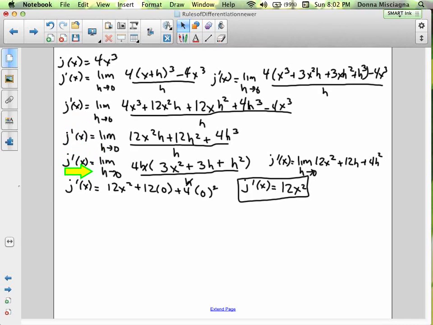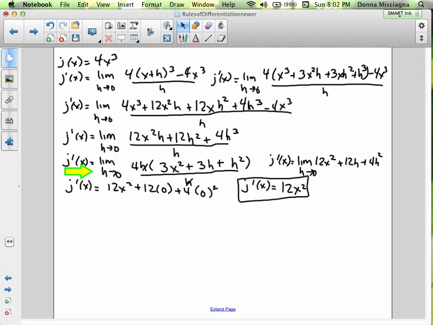Right? And so now I canceled out the h's and I distributed the 4 back. So j prime of x is equal to the limit as h approaches 0 of 12x squared plus 12h plus 4h squared. All right, so now I can drop the limit once I plug in. So I have j prime of x equals 12x squared plus 12 times 0 plus 4 times 0 squared. Well, that's just j prime of x equals 12x squared.